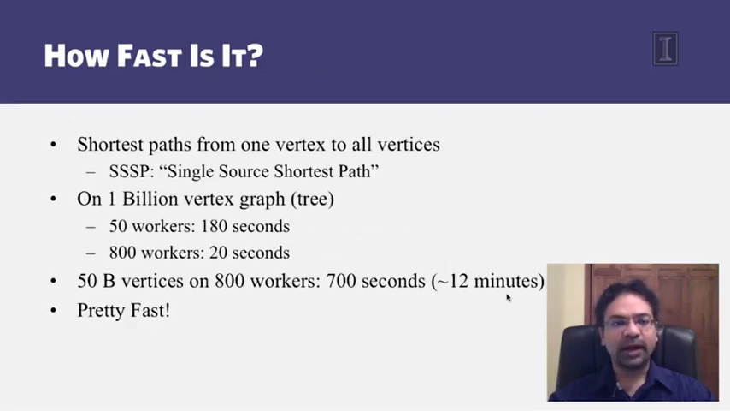So how fast is Pregel? For the single source shortest path, or SSSP, benchmark, on a 1 billion vertex graph, which is a tree graph, with 50 workers, computing SSSP took 180 seconds. With 800 workers, it took about 20 seconds, which is pretty fast. When you increase the size of the graph to 50 billion vertices, which is a pretty large graph, the human social network graph in the world would contain no more than about 7 billion vertices. With 50 billion vertices and 800 workers, this takes about 700 seconds, which is about 12 minutes, which is pretty fast.